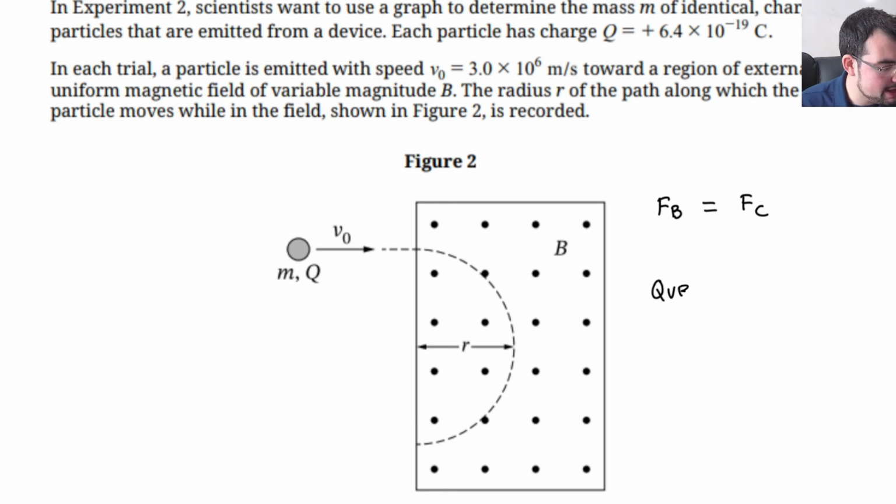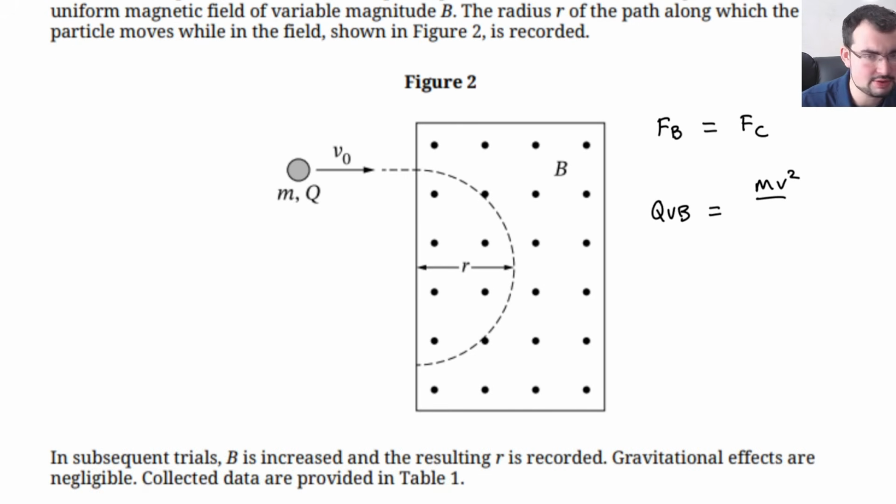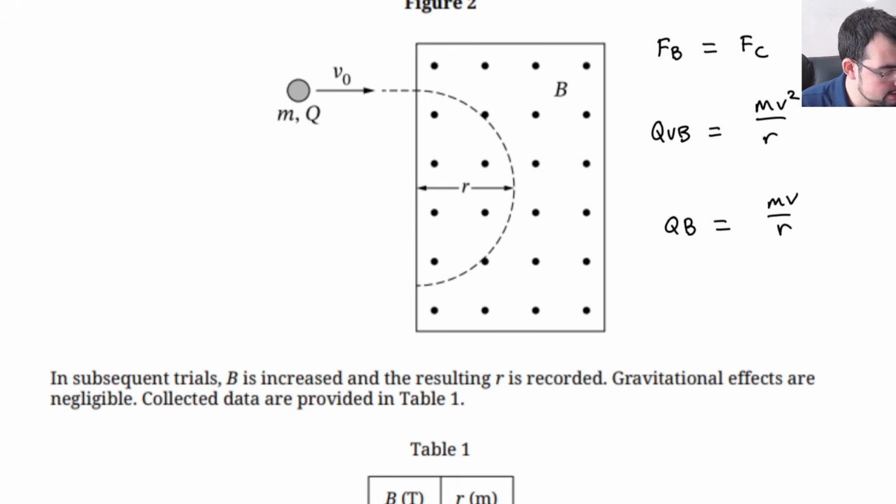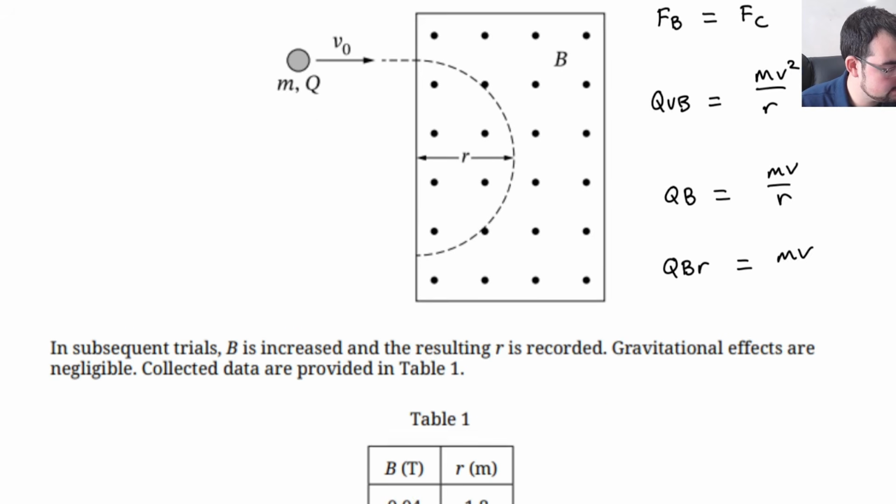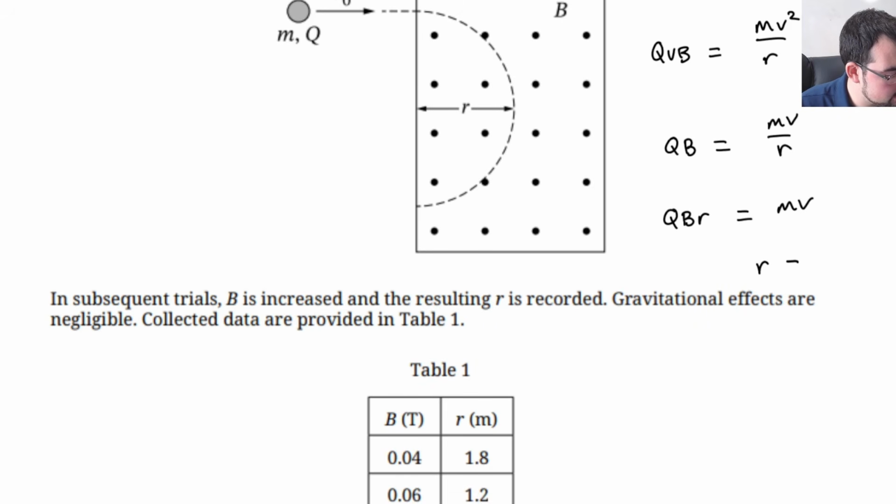So the qvB magnetic force causes you to go in a circle via mv squared over r. One of the v's goes away, so we get qB equals mv over r. So qBr equals mv. So r equals the standard result, mv over qB.